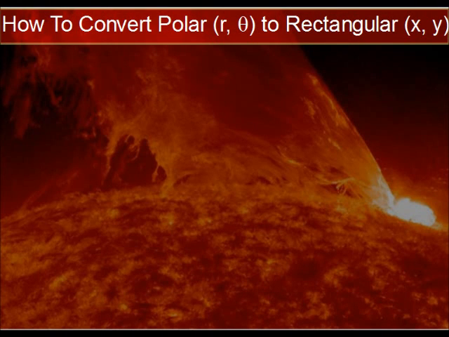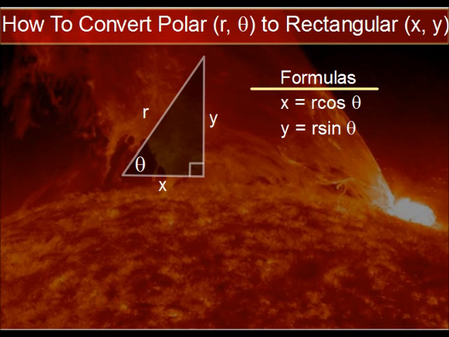What about going the other way around, from polar to rectangular? That's actually easier. What you have are a couple formulas here that I'm showing you. X is equal to r cosine theta. Y is equal to r sine theta. Where they come from is from this triangle. This is x, this is y, and this is r for radius. X because that's the horizontal direction, y is the vertical direction.